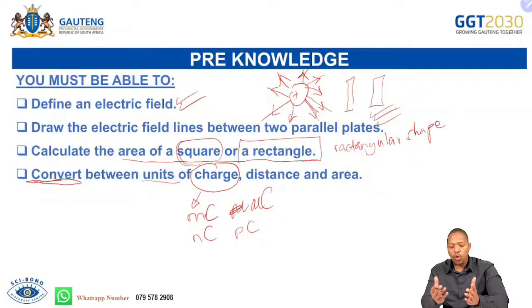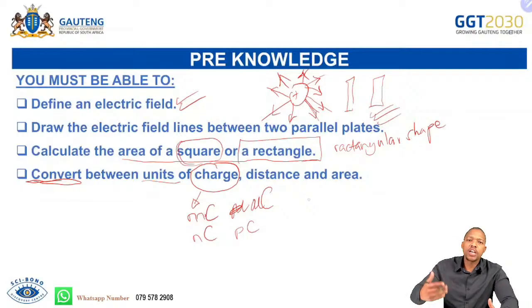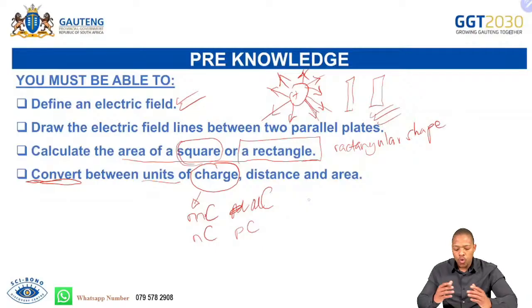Are you able to convert from milli to micro to nano to pico? Do you remember those conversion factors that we were talking about? To say milli is times 10 to the power minus 3, micro times 10 to the power minus 6, nano times 10 to the power minus 9, and pico times 10 to the power negative 12. Those are the conversion factors that you need, especially for the charges here.